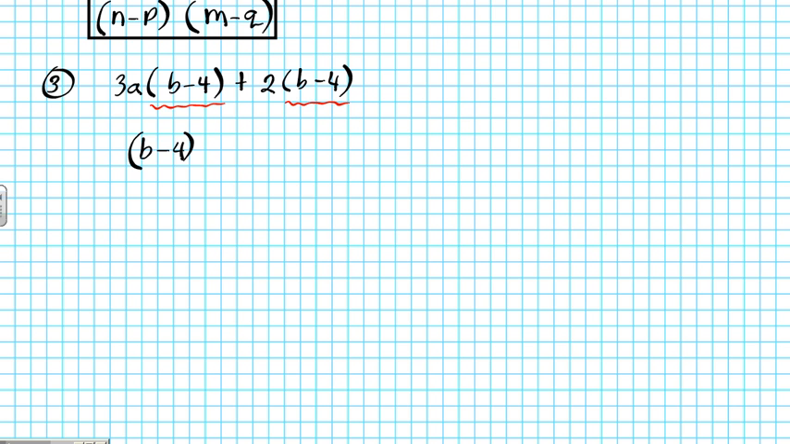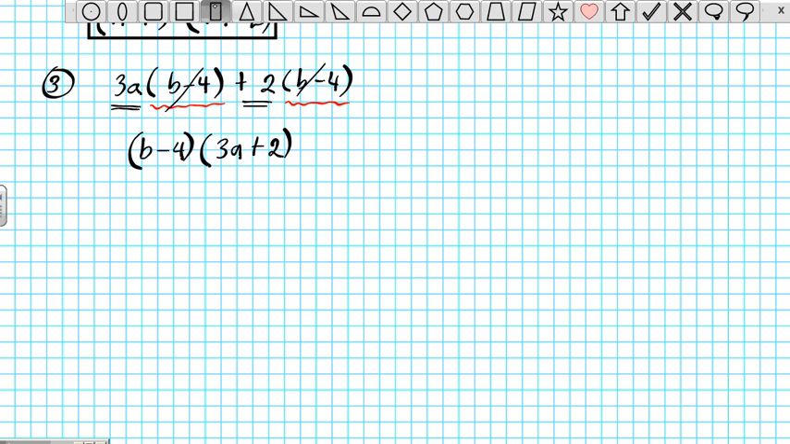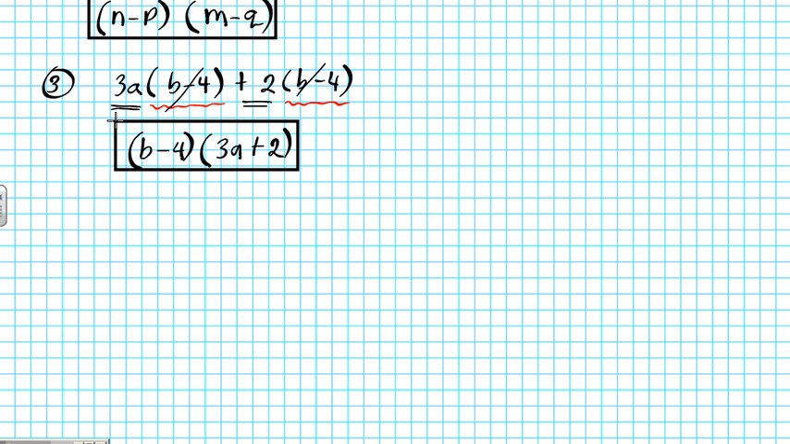Remember, when you're factoring something out, it's as though you were dividing. So when you divide it out, it's gone. So these two are gone, and what are you left with? You're left with 3a and positive 2. So you're going to be left with 3a plus 2. So this right here is the factored form of the original expression.